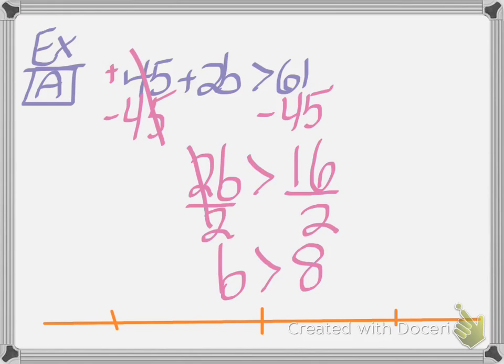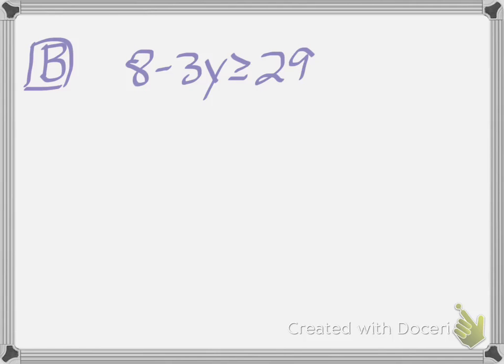Let's put it on a number line. So here's 0. Here's 8, and here's negative 8. I'm going to go to 8, and it's an open circle, and b is greater than it, so I shade to the right. Remember, follow the arrow. Here's b. 8 minus 3y is greater than or equal to 29.